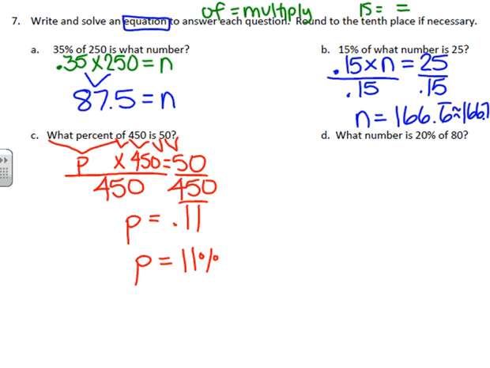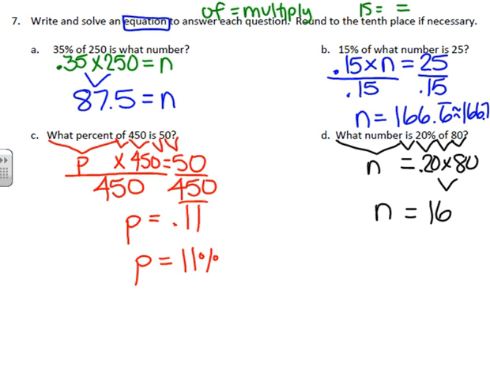Part D, what number is 20% of 80? So just like the first one, piece it all together, and we're going to end up multiplying 80 times 20%. That will give us a value of 16. So n equals 16.